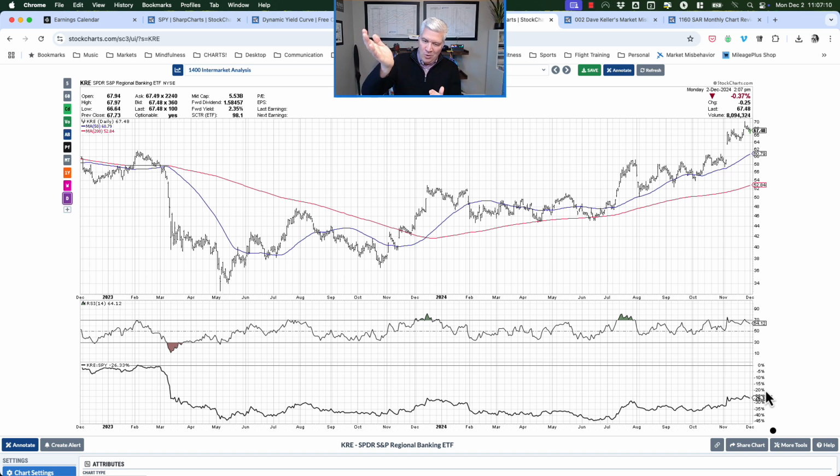If the yield curve is normalizing, it's going to be a tailwind. So the conditions that have not been as ideal for regional banks are starting to improve. I think that could fuel a nice period of outperformance. The financial sector is one of those areas of the market that's improving.